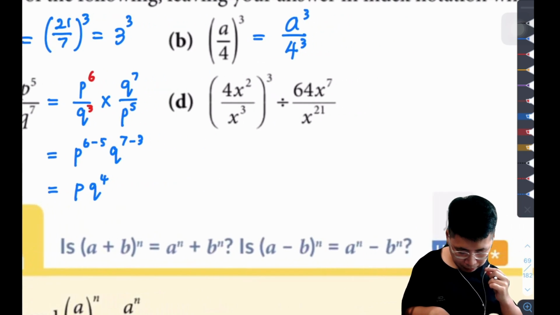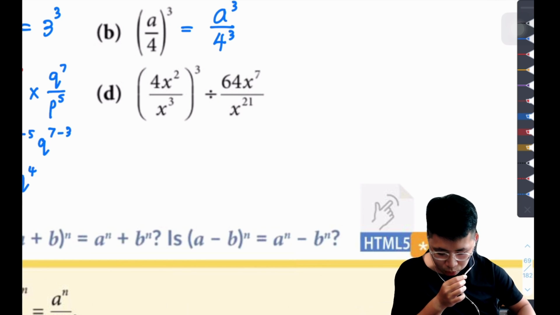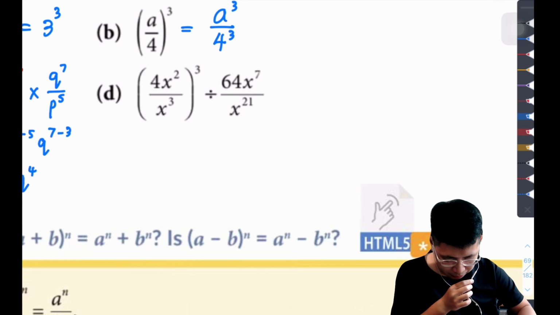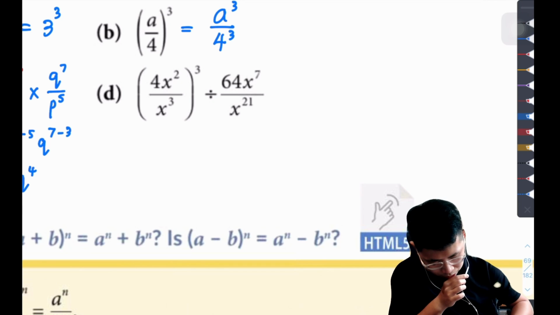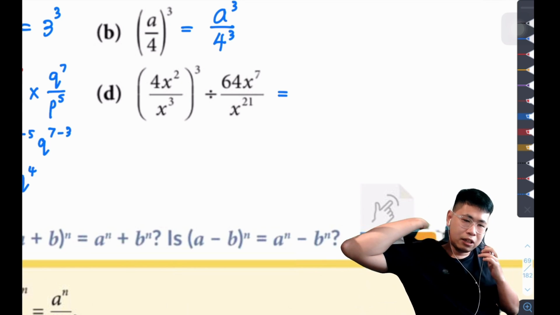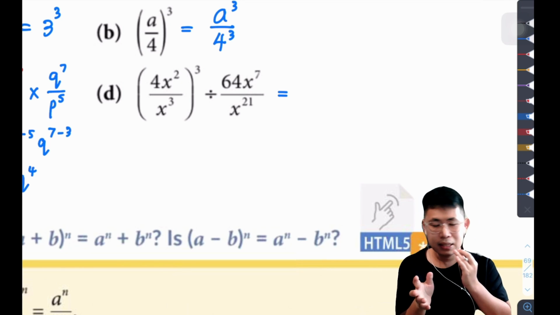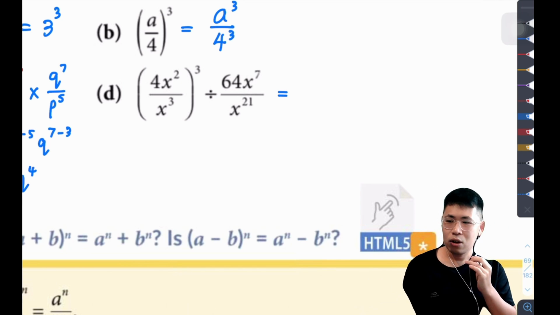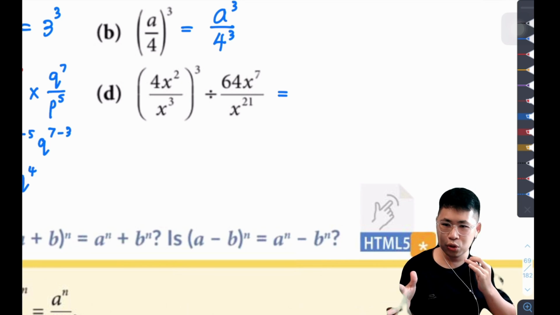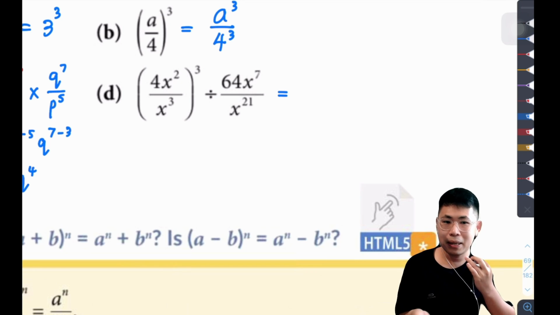Part D, alright, last one. So we have 4x squared over x cubed, the whole thing cubed, divided by 64x to the power of 7 over x to the 21 at the bottom. So before going forward, what I want to suggest is this: if possible, we try to simplify whatever we can in the respective fractions first, to make life easy, or you can just go ahead and use what you know about the law of indices. It is entirely up to you. There are many ways to do this.